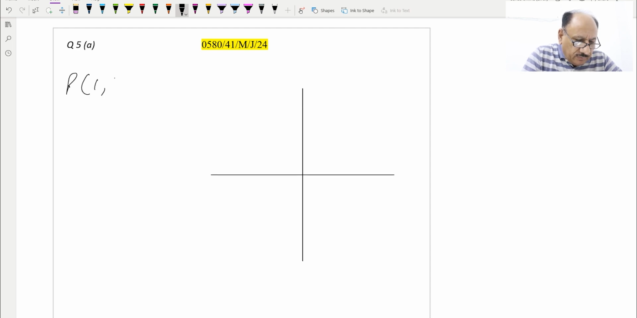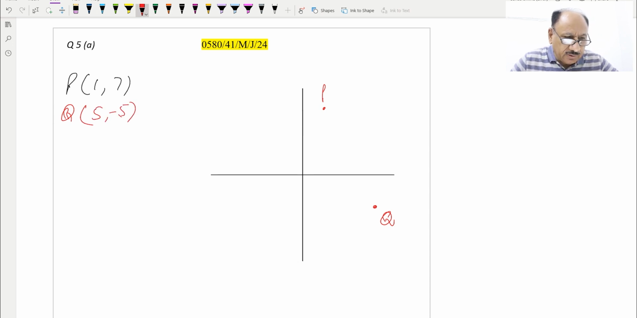Coordinates of P are given as 1 and 7. We can take P over here, and Q is over here. The coordinates of Q are 5 and minus 5. These are the coordinates of P and Q, and the diagram is not to scale.